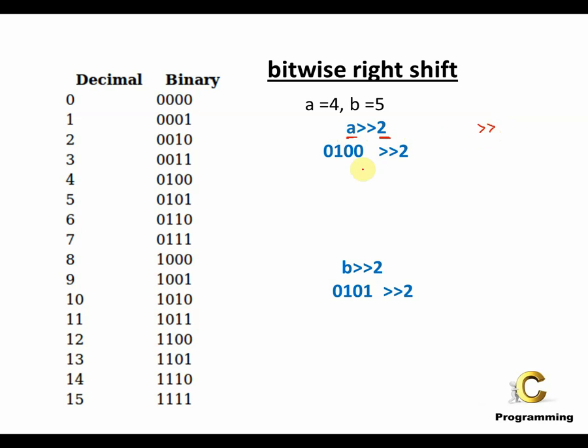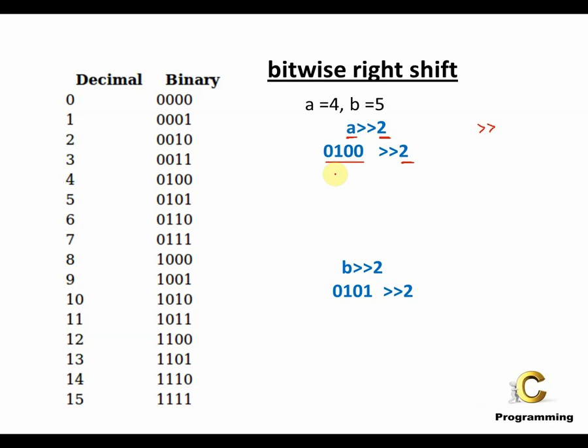Okay, so let's take an example. A is 4. In binary, 4 is 0, 1, 0, 0. Let's perform a right shift on 0, 1, 0, 0. And how many places do we have to shift? By 2 places, we have to do the bitwise shifting. So let's do it first. What happens is this 0 is shifted to here, 1 is shifted to here, and this 0 is shifted to here. So let's shift one by one.